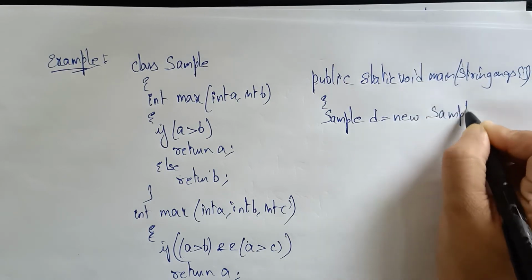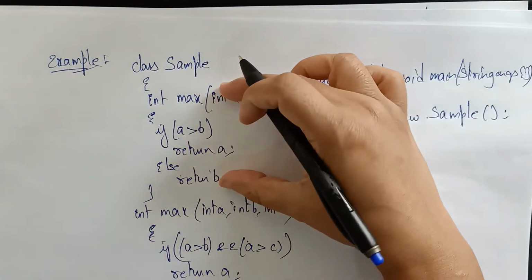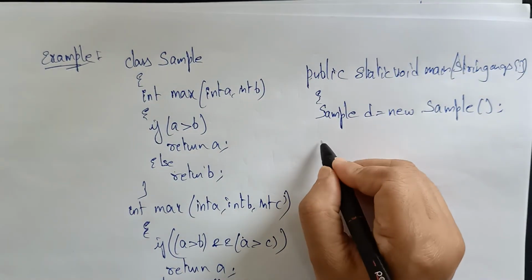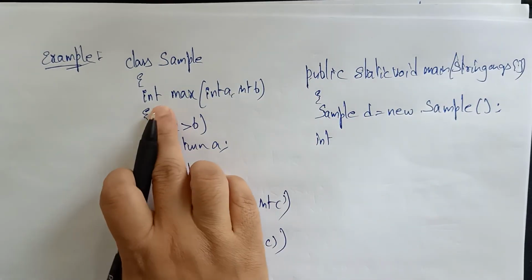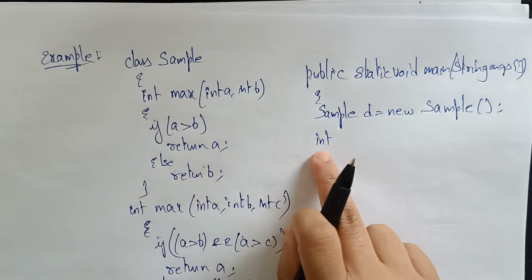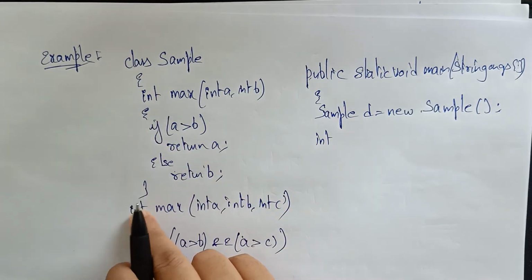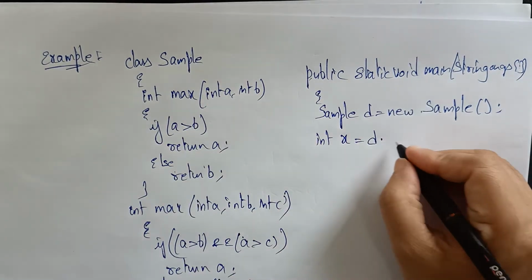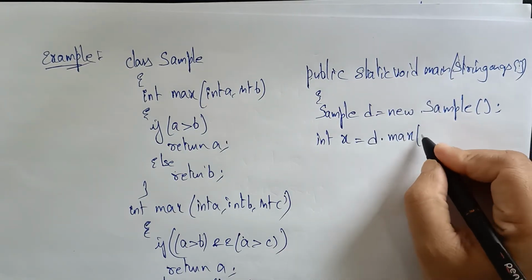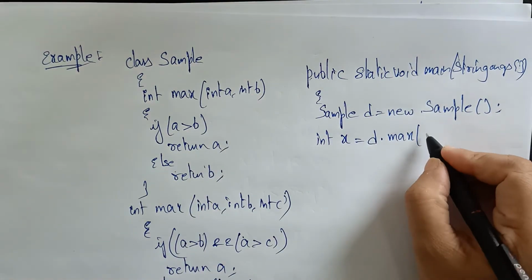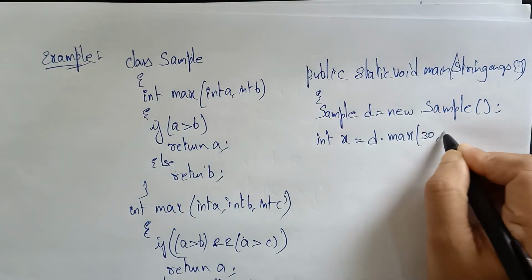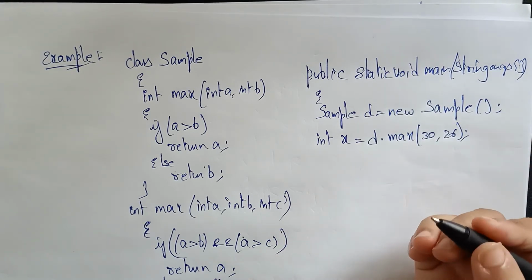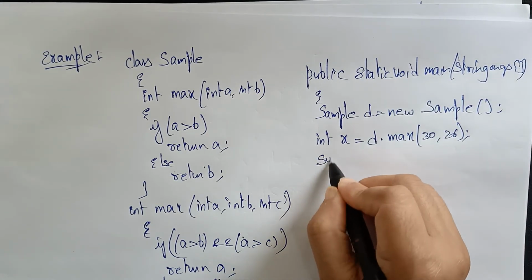Whenever you create the object, only then is memory allocated to these blocks, right? Okay. Now there is a return type, so how do we call the methods? With the return types, you have to call the methods. int x = d.max(int a, int b). Give the values, so let me give 30, 26. Okay, 30, 26. So here try to print the value.